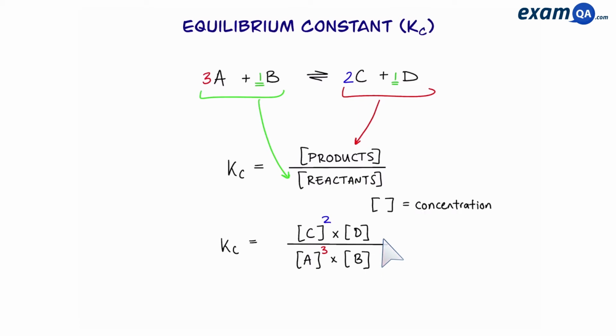Also remember that square brackets represent concentration. However, this is the concentration at equilibrium. So make sure you don't accidentally use the starting concentration. Because we're talking about the equilibrium constant, we have to use equilibrium concentrations.